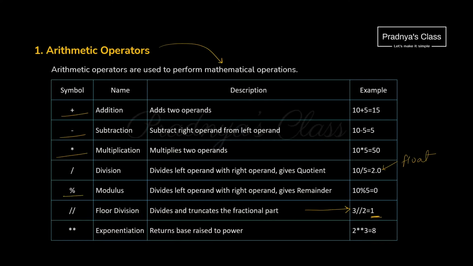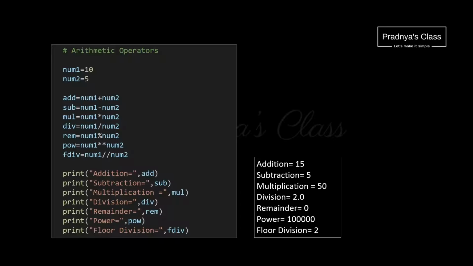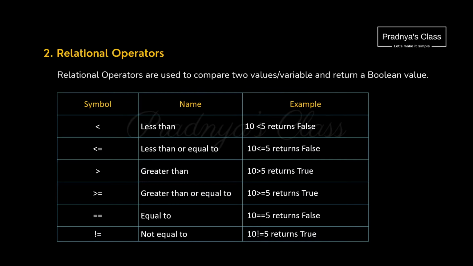We have the modulus operator which gives the remainder. And with exponentiation, we can calculate the power. Alright, if you want to check the functionality of all the operators, make sure to write a simple program like this. The second category of operators is relational operators.